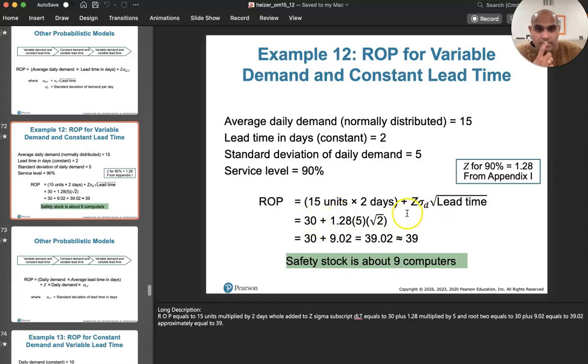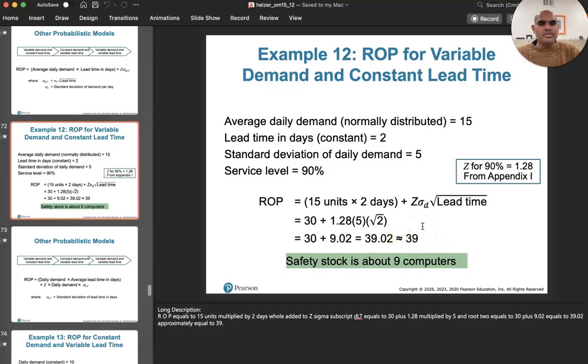Next is the safety stock part. The safety stock will be the z value, which is 1.28 that we calculated, times the standard deviation of daily demand, which is 5, multiplied by the square root of lead time. Here we are using the square root of lead time because the lead time is fixed, not variable. With that, we get 39.02. In this case, I guess they're rounding down, but my suggestion is to always round up because it's better. Then you get a safety stock of 9 or 10, depending. So safety stock is 9, average demand is 30, and so your reorder point is 39.